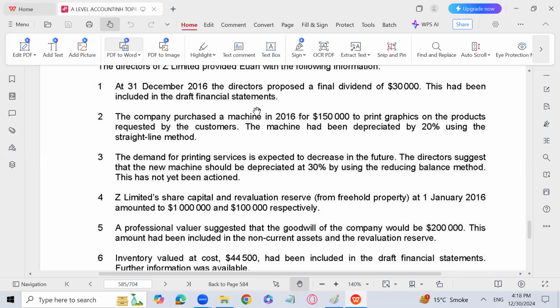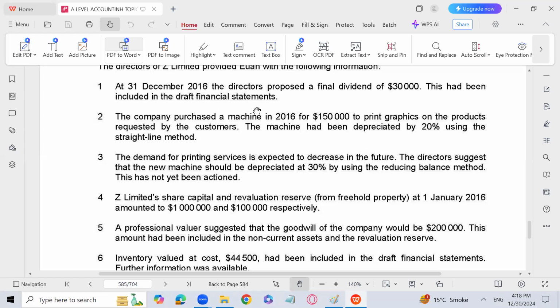Number 3, the demand for printing services is expected to decrease in the future. The director suggests that the new machine should be depreciated at 30% by using the reducing balance method. So IAS 16 talks about property, plant, and equipment. We have discussed that in depreciation. We have clearly understood the concept of IAS 16, property, plant, and equipment. That is about non-current assets. Their cost is going to be spread over the life of the asset. We have discussed that, which is known as depreciation.